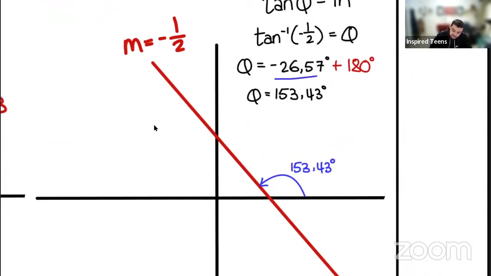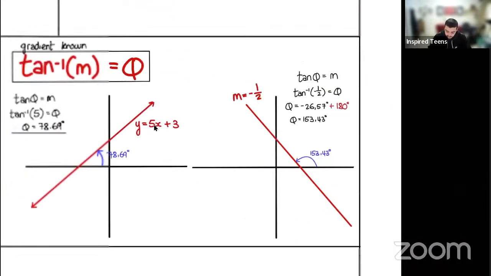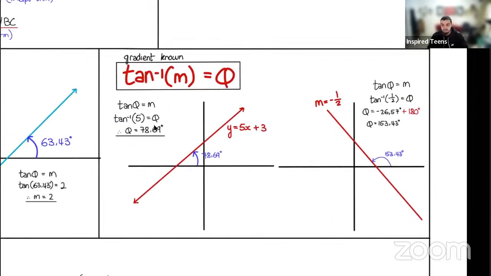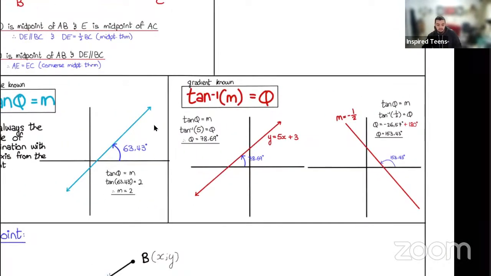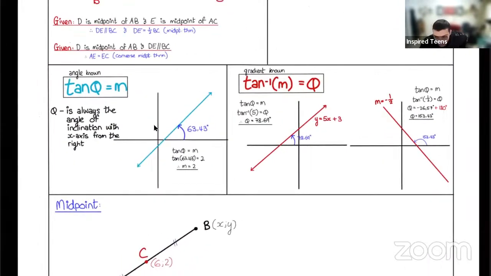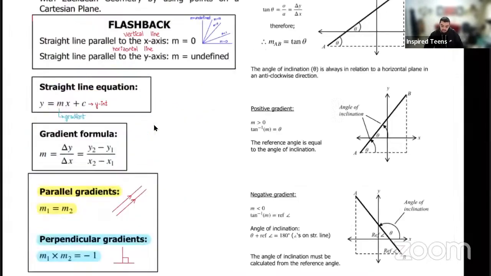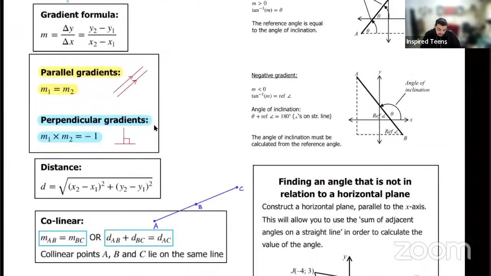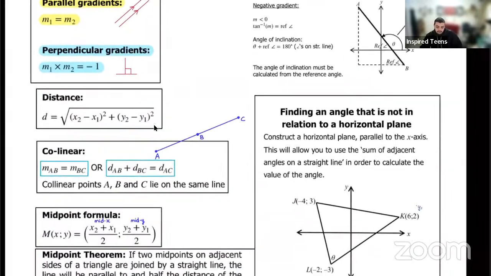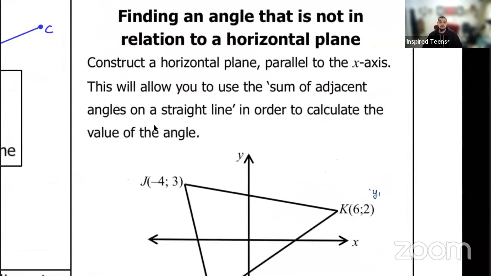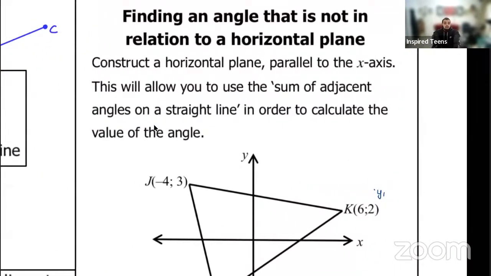By the way, the negative angle that you got was actually this angle. That's how we use tangent and gradient, or rather angle of inclination and gradient, to solve for each other, whichever one you need. You can go through the formal version if you like, but let's move on. Don't you take out the negative.